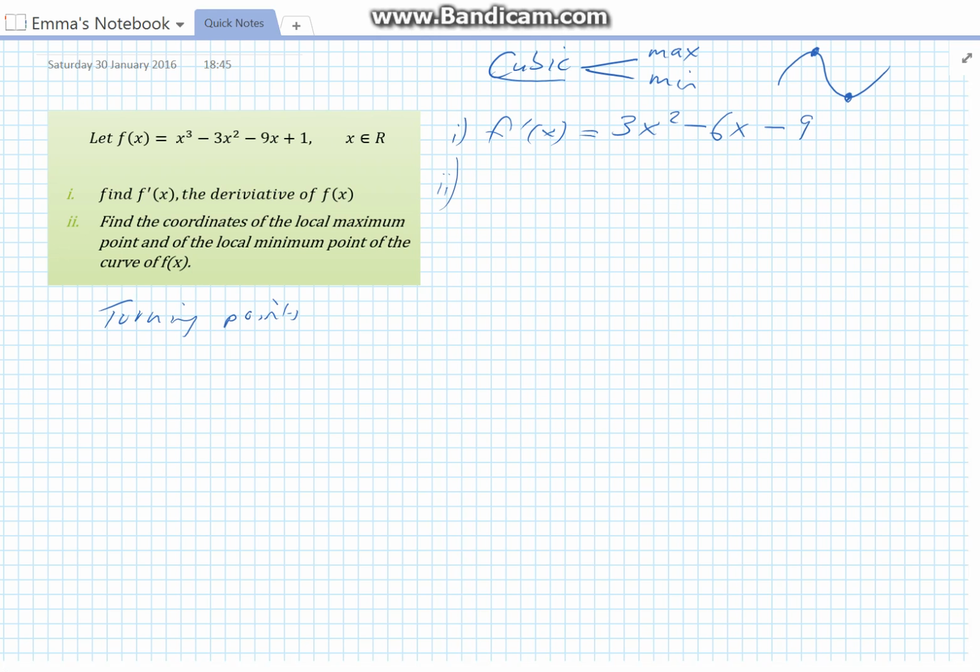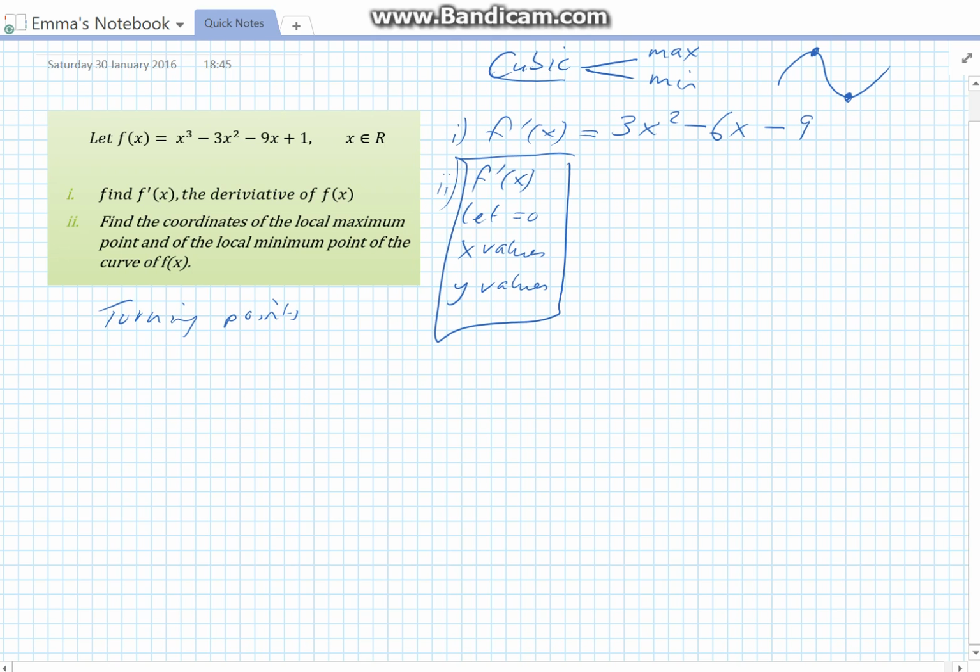We know the steps that we have to use to find this. We have to find f dash of x first. We have to let it equal 0. We find our x values. And then we must go and find our y values. That's our 4 steps for finding the maximum and the minimum, or else finding the turning points, whichever you want to call it, or whichever they call it on the day.